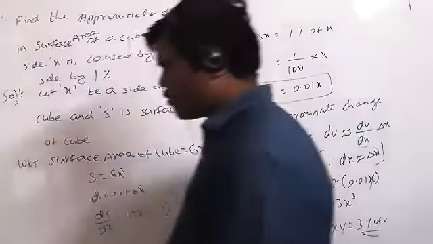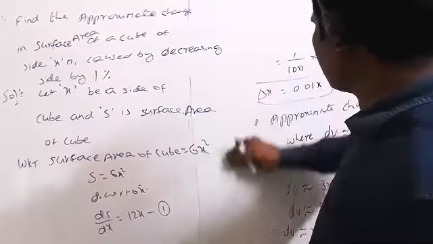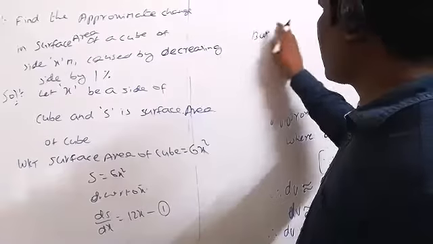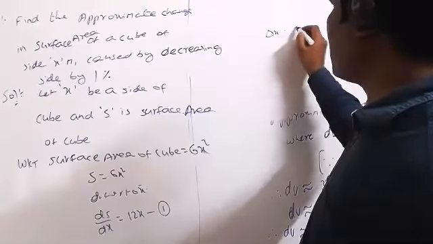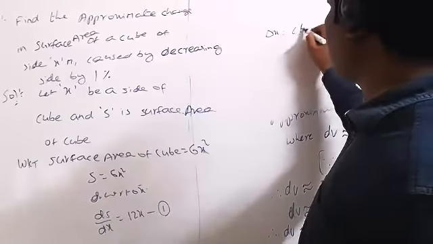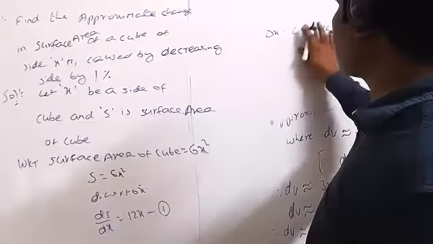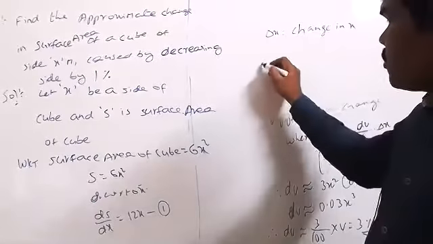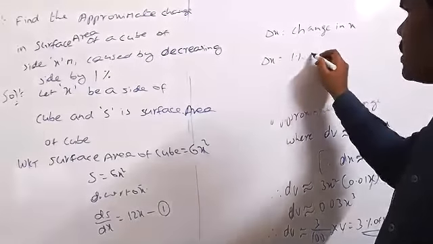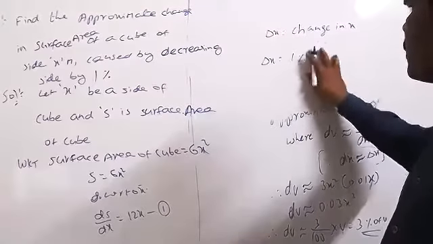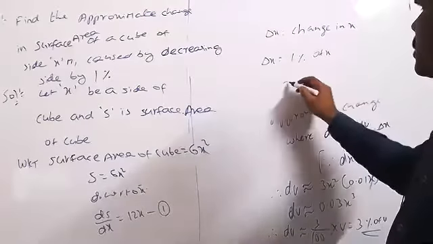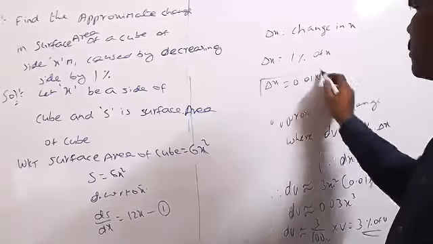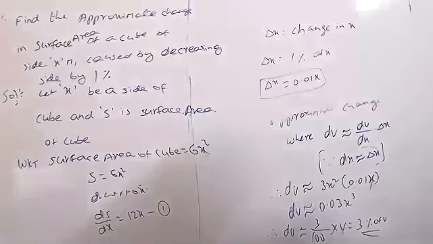But what is given here? Delta x is the change in x. Delta x equals 1% of x, which is given. So clearly we can write it as 0.01x. This is the value of delta x.